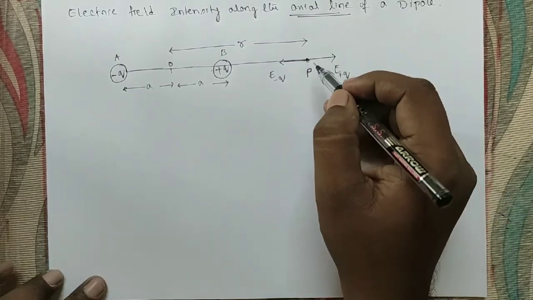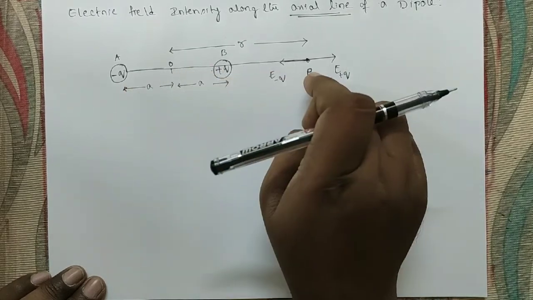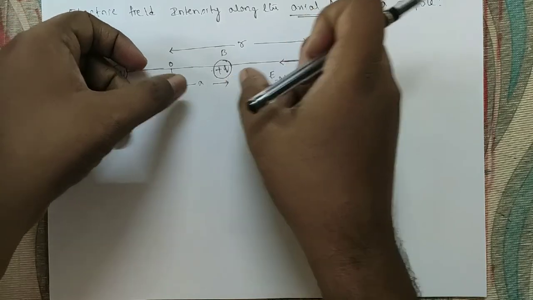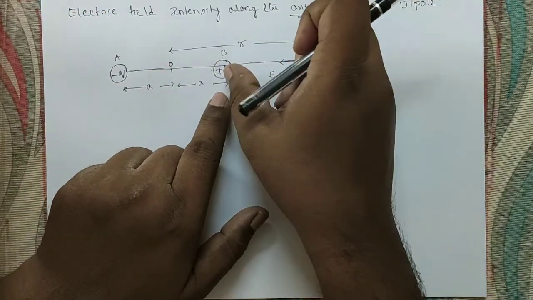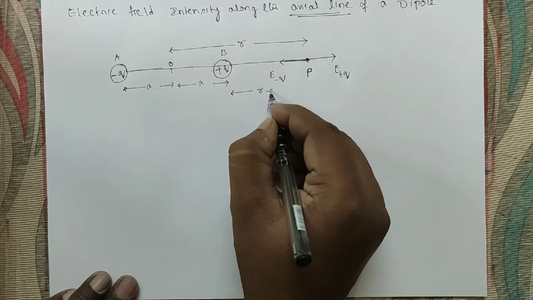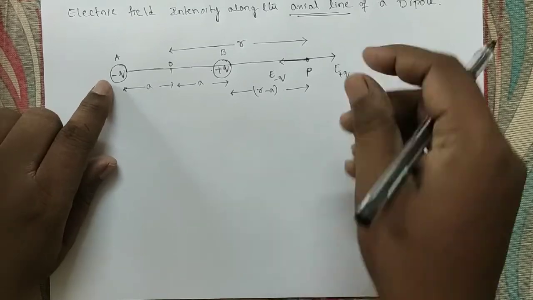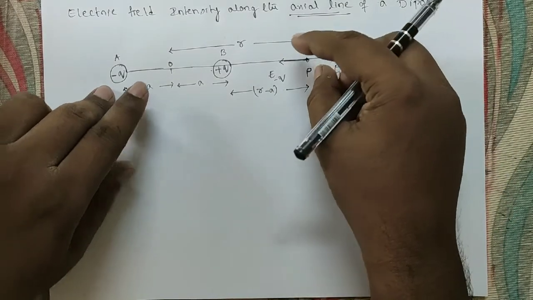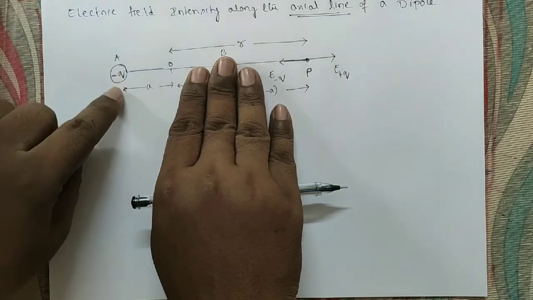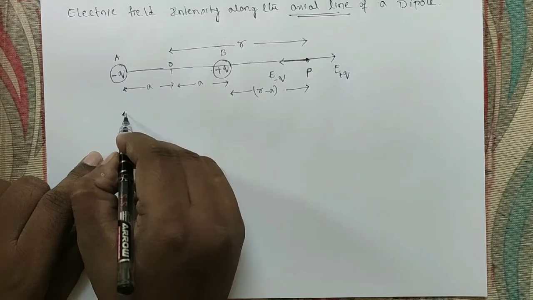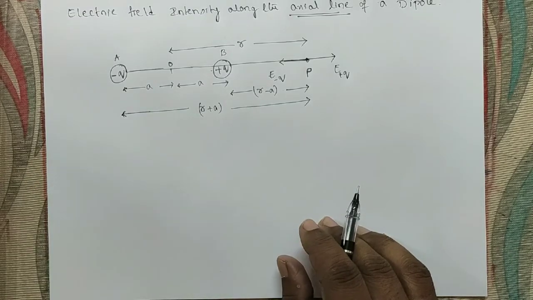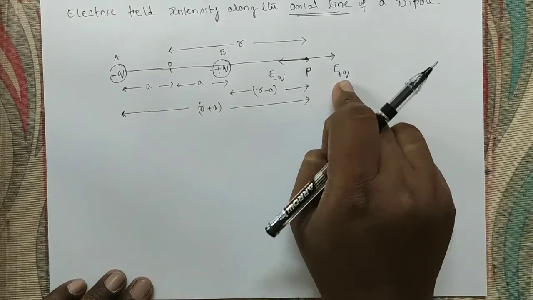To determine it, we need to find the distances of these two charges from point P. Already it is R and it is A. So the remaining distance is R minus A. From the positive charge to the point P, the distance is R minus A. And from the negative charge to point P, it is R, and additionally this part A, so R plus A. Now we have to find the electric field intensity due to positive charge at point P.